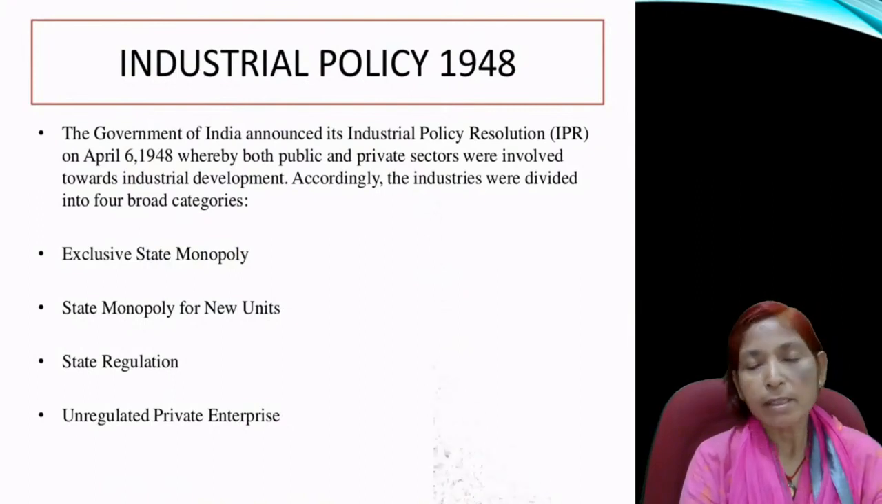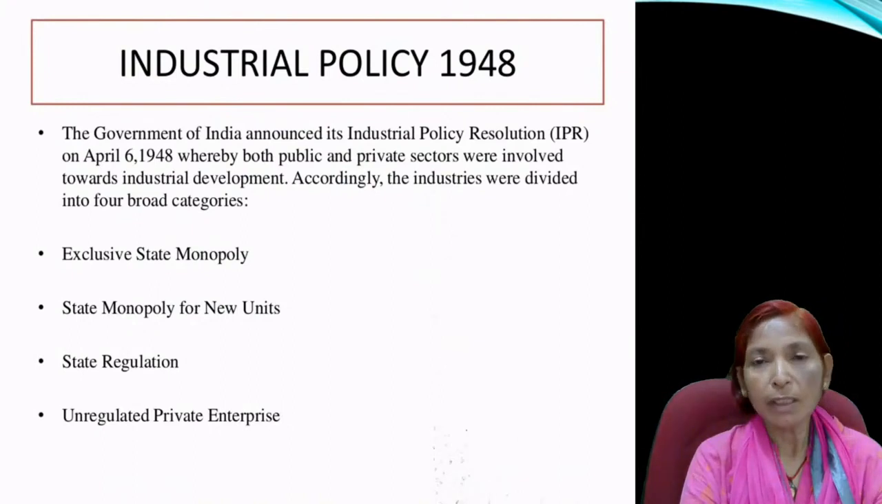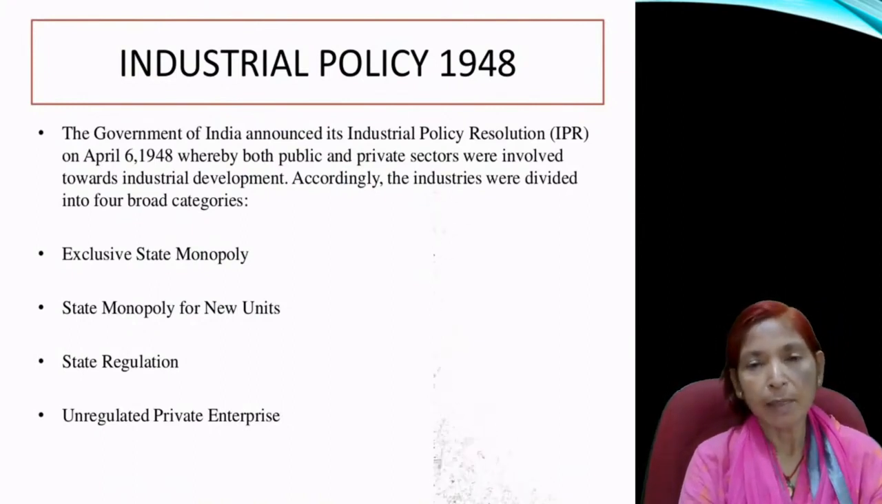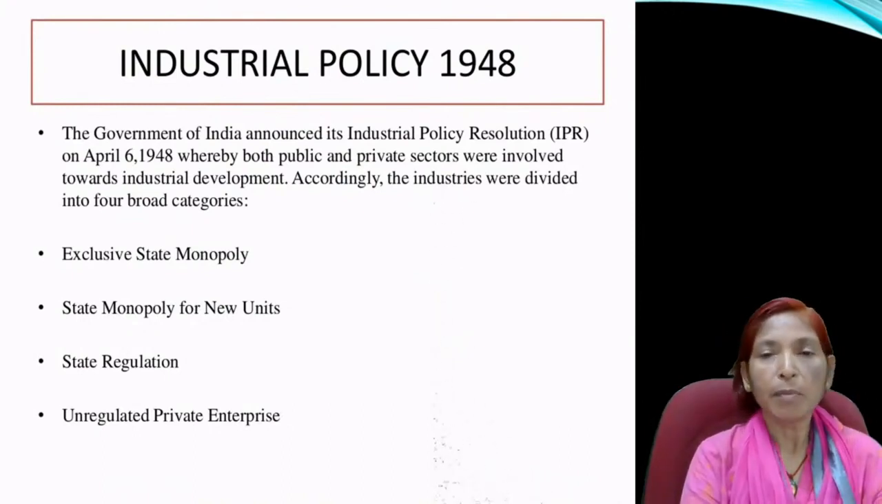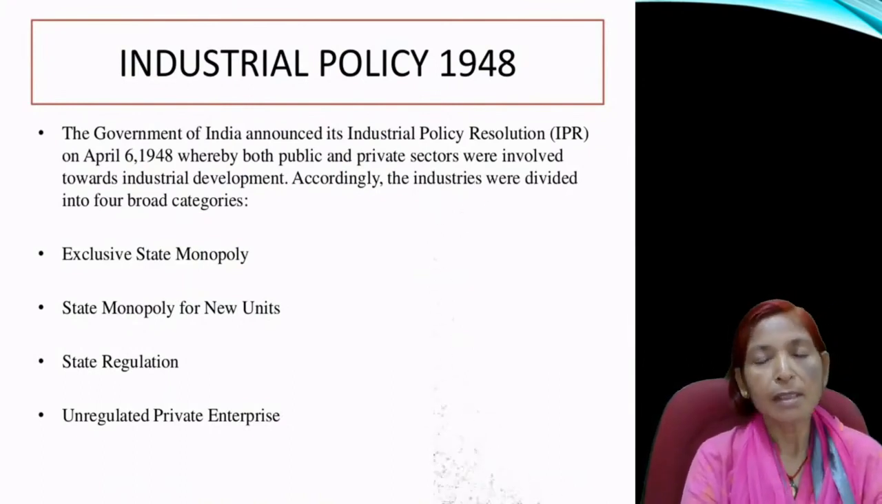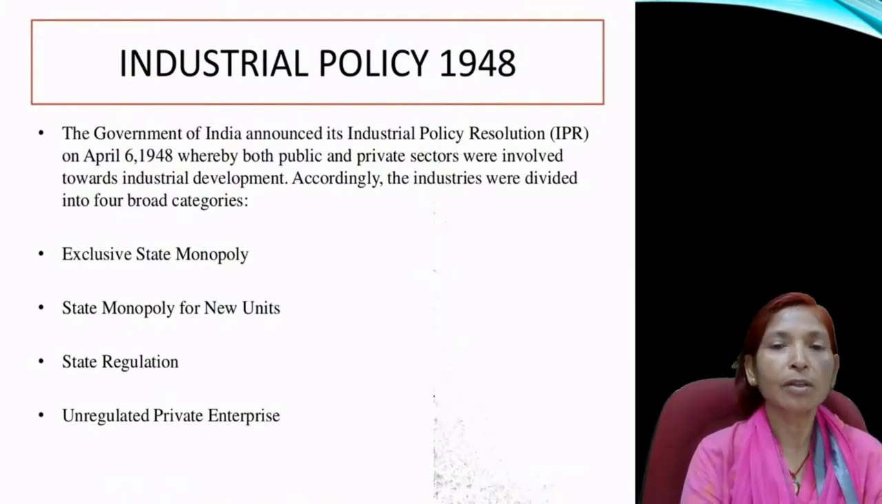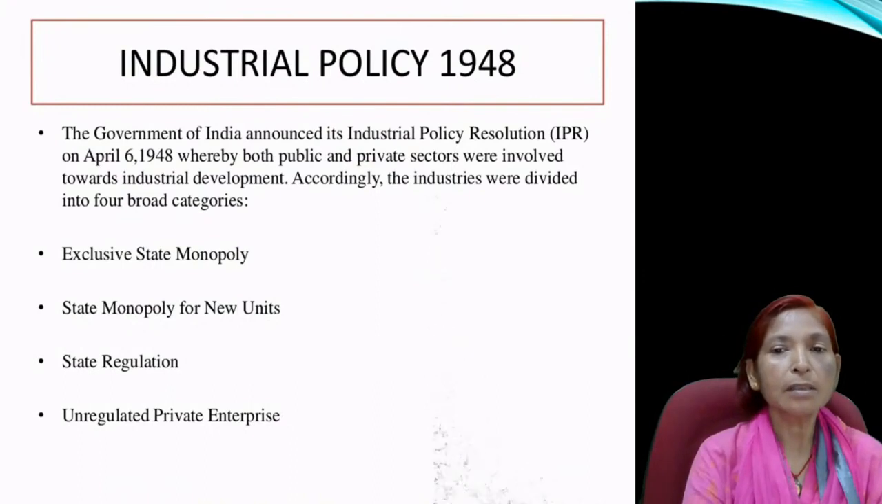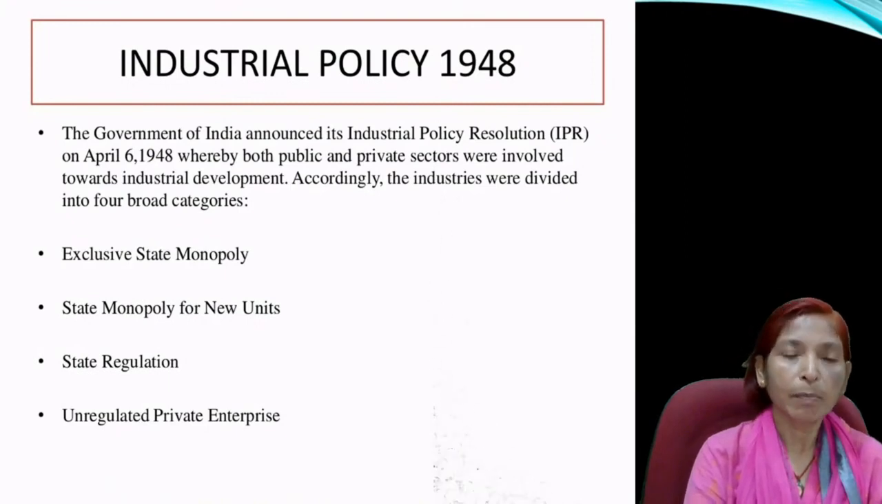You know that when India got independence in 1947, then India followed which economic system? Mixed economic system. And mixed economy is that economy in which both sectors, public and private, coexist. So mixed economic system was followed by each and every industrial policy resolution. But first of all, the first industrial policy which was launched in 1948, public and private sector both were involved during industrial development.